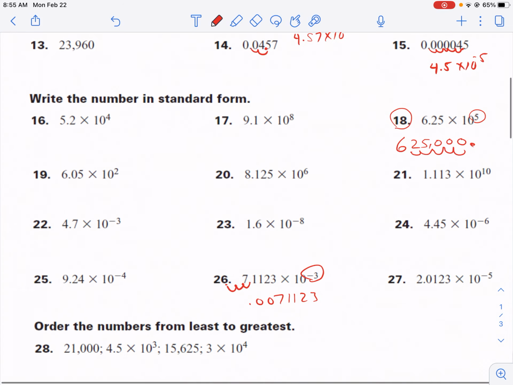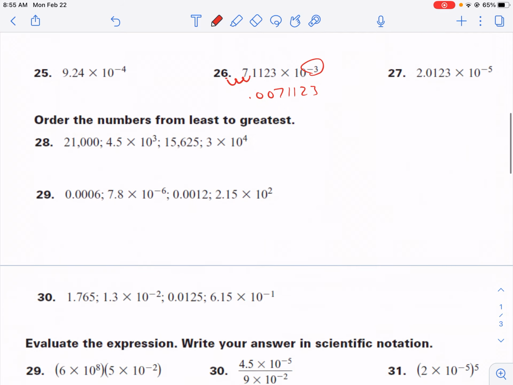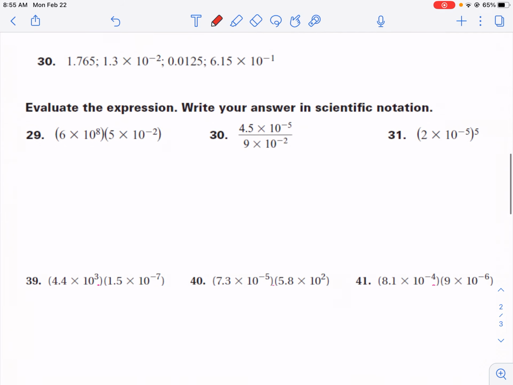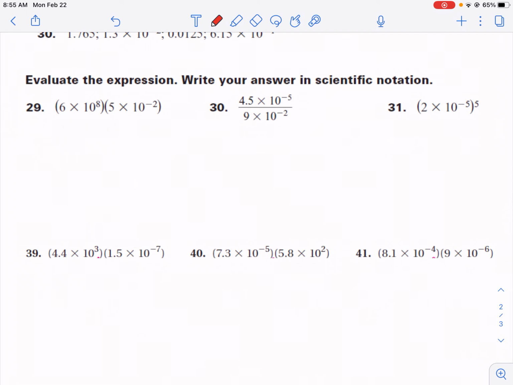All right, that's going from scientific notation to standard form. Now, we can do some math with these. And the scientific notation actually helps make the math a little easier at times. So, again, we're dealing with exponents here. When we multiply a number like number 29, we want to take the numbers out front, the 6 and the 5, multiply them together. And then the base 10, 10 to the 8th and 10 to the minus 2, and multiply those together. So 6 times 5 is 30.